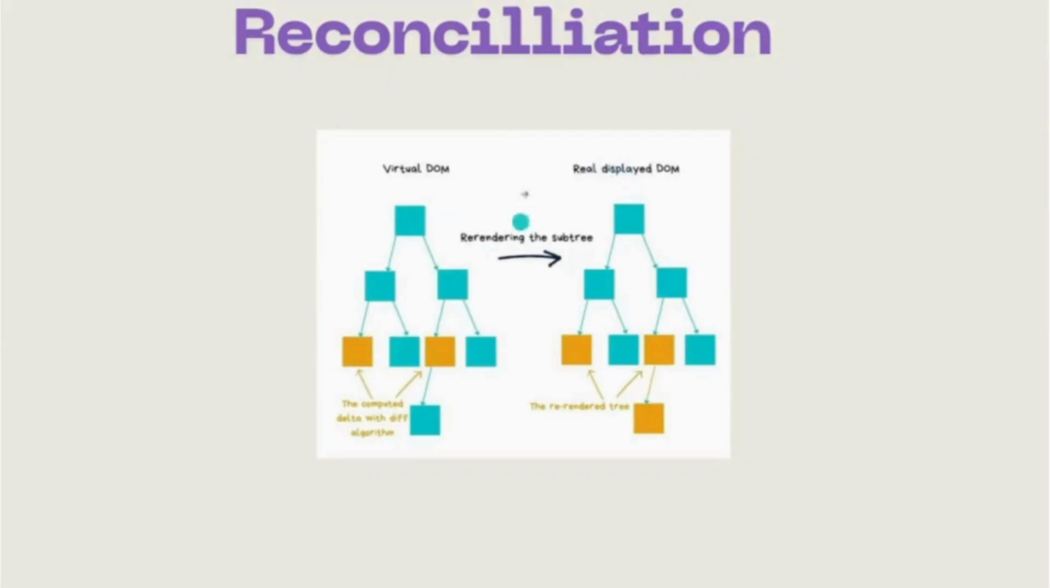Then updating those two nodes only in the original DOM is not time consuming, because we are just updating those two changes. We are not updating the whole DOM. So that's how React works behind the scenes, and updating the actual DOM with the updates from the virtual DOM, this process is called reconciliation.